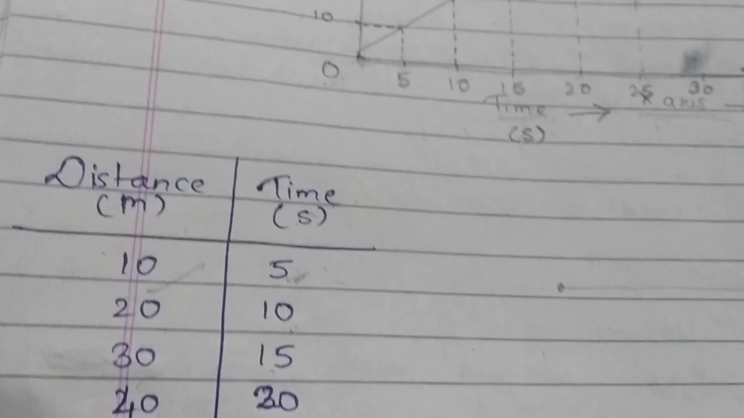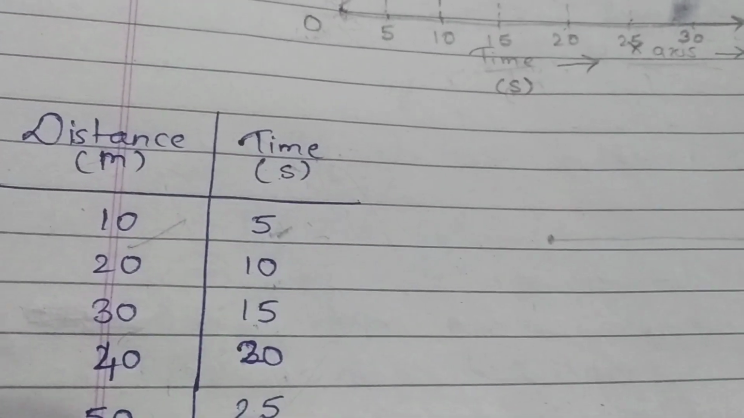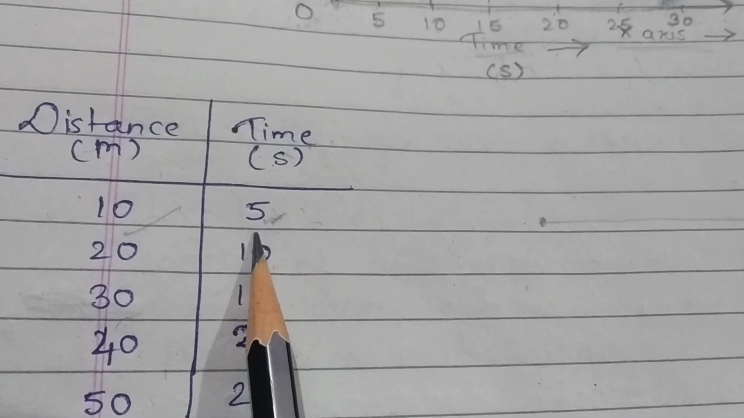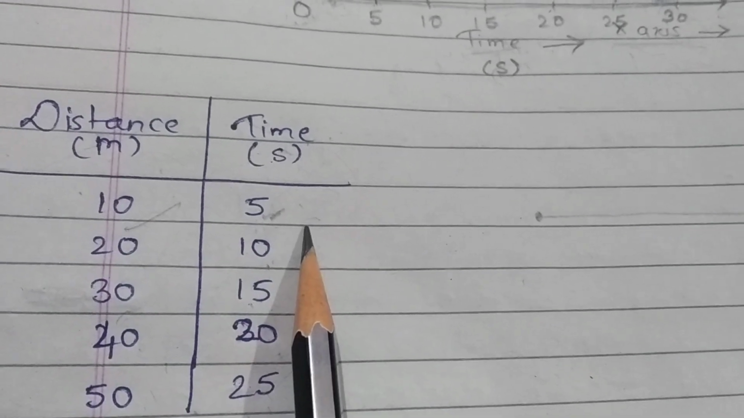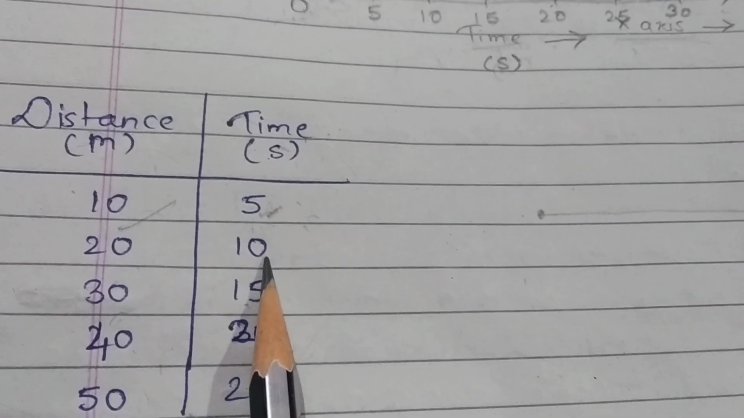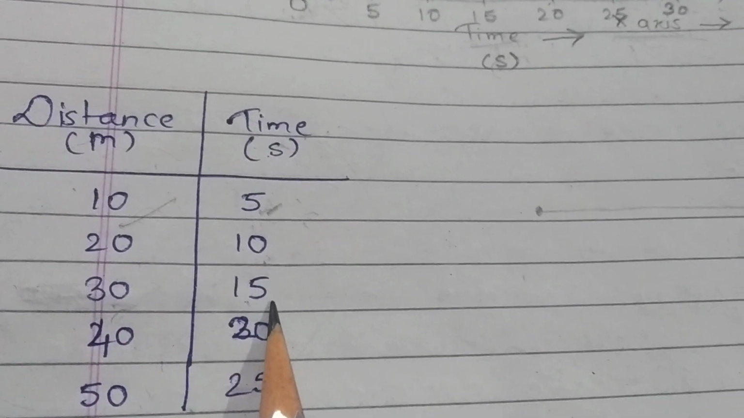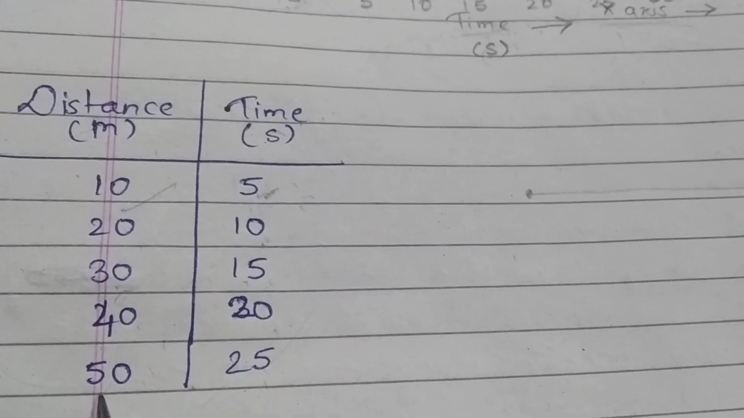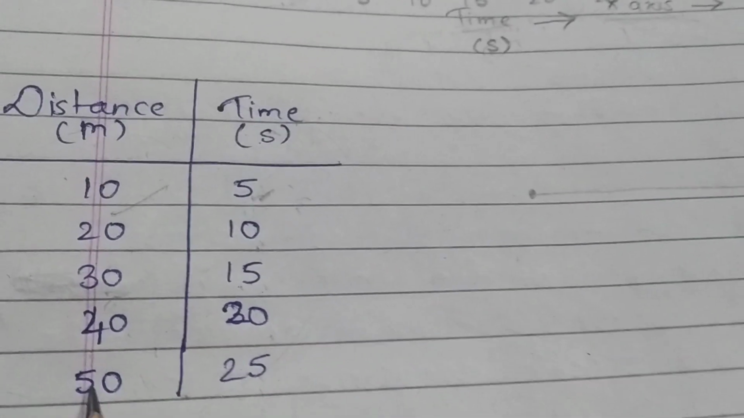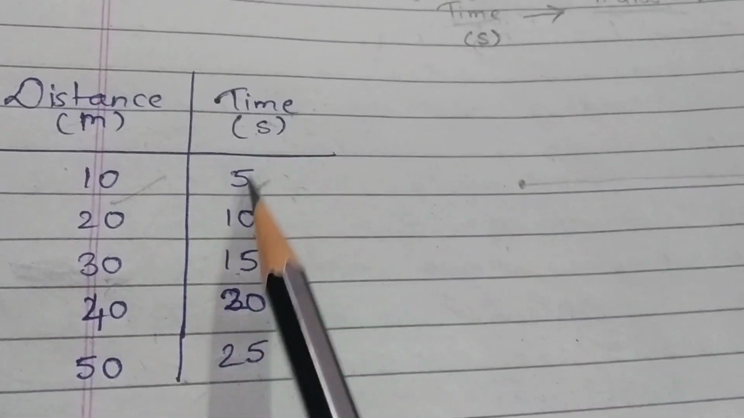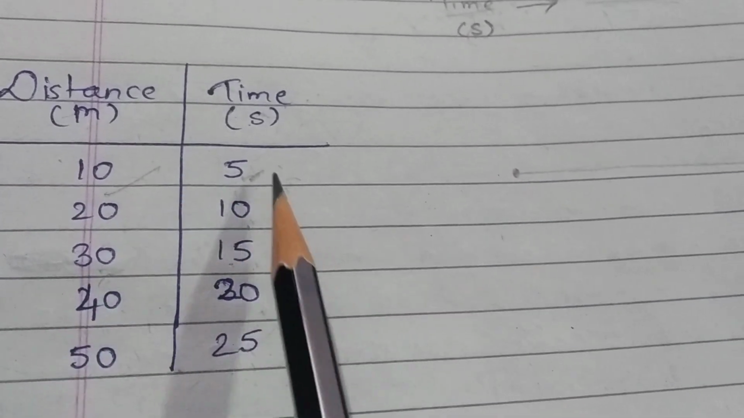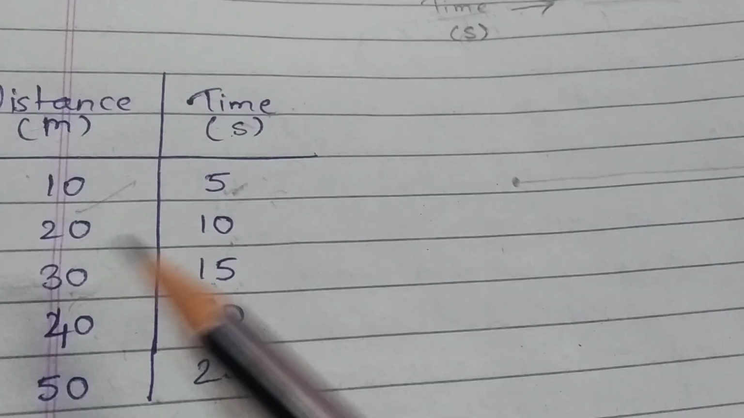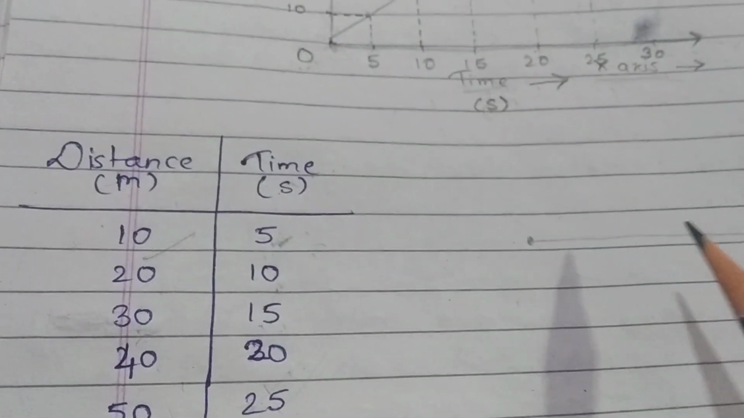Now here is some data of distance and time. For an object which covers a distance of 10 meters in 5 seconds, 20 meters in 10 seconds, 30 meters in 15 seconds, 40 meters in 20 seconds, and 50 meters in 25 seconds. That is, in the first 5 seconds it reaches 10 meters, and in the next 10 seconds it reaches 20. So we have this data, and how do we use this data to plot a graph?